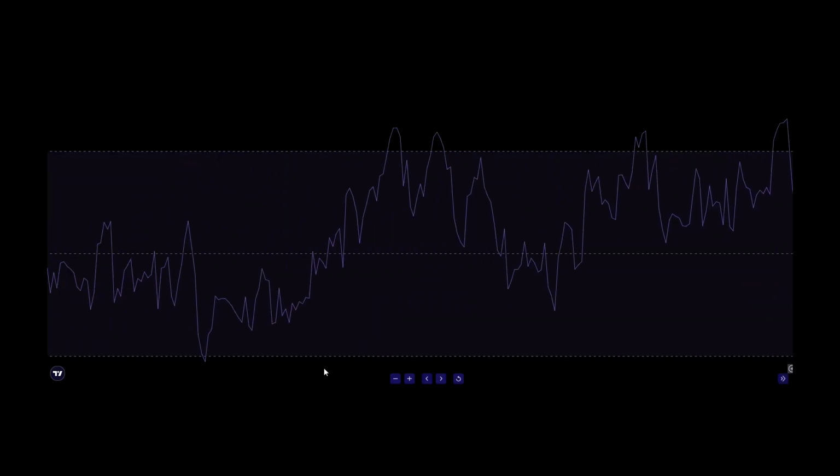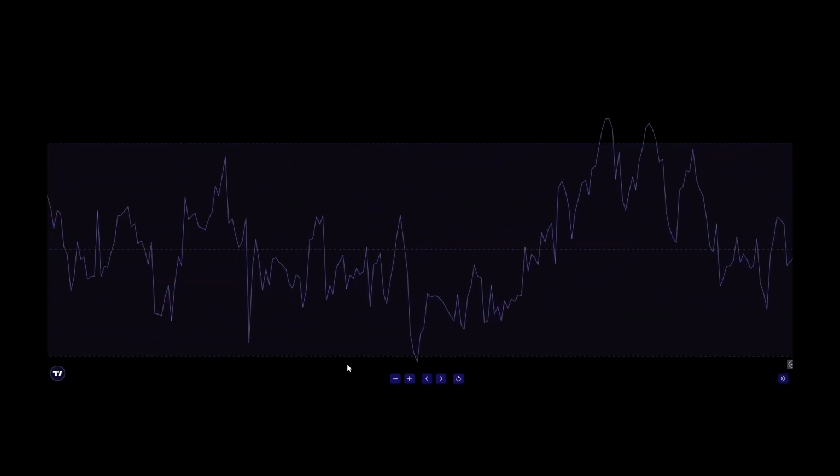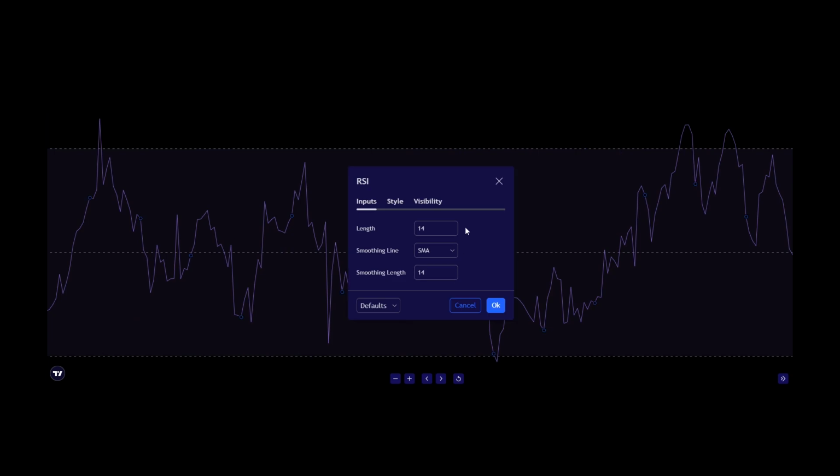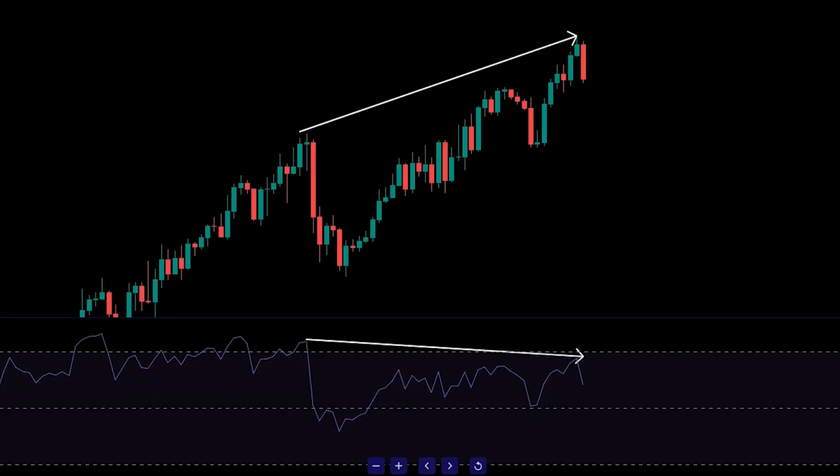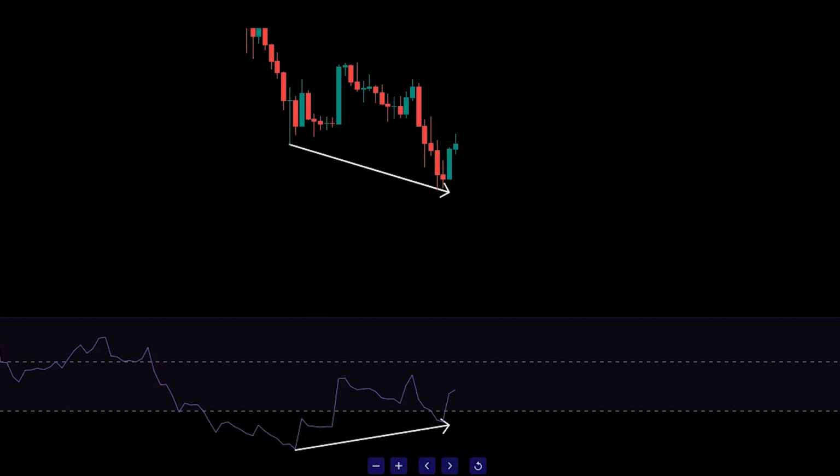To identify divergence, we use the RSI indicator with its default settings. In simple terms, divergence occurs when the price is making higher highs, but the RSI shows lower highs, bearish divergence. For bullish divergence, it's the opposite. The price makes lower lows while the RSI shows higher lows.